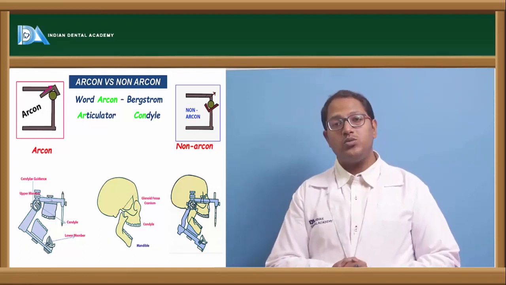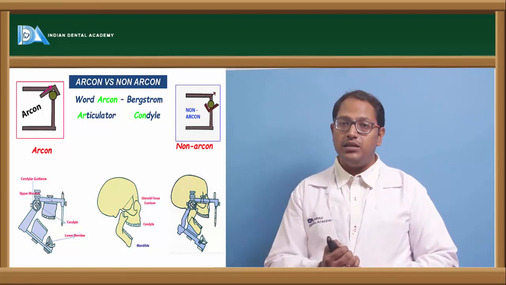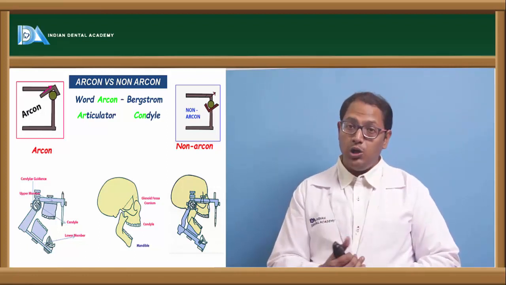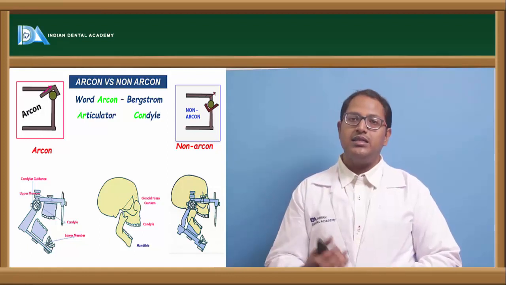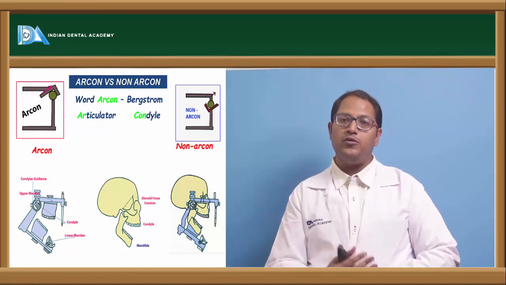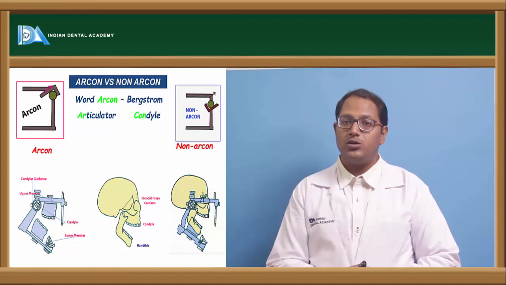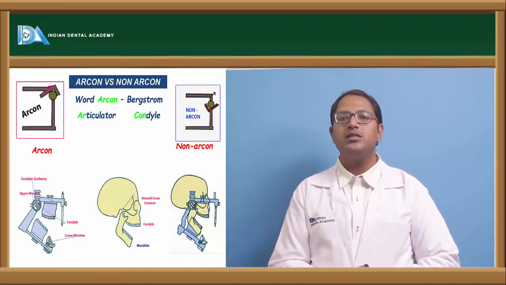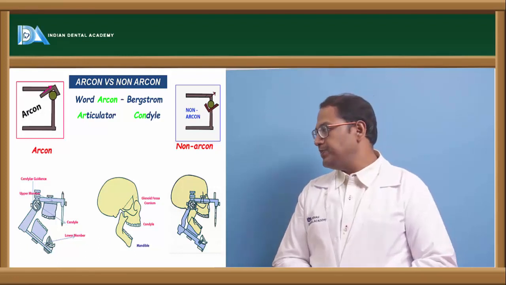Those articulators which have the condylar element in the upper member and the condylar path in the lower member, that is, the condyle on the upper side and the glenoid fossa on the lower side, are known as non-Arcon articulators. The term was coined by Bergstrom.